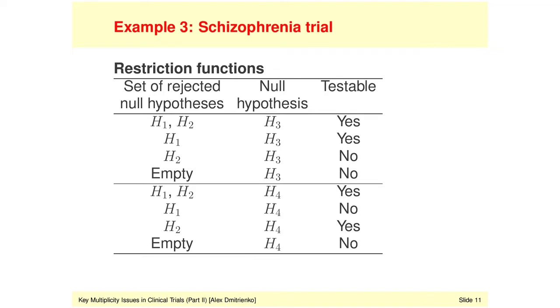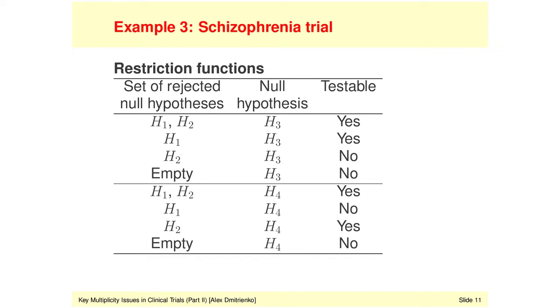The next column shows the secondary hypothesis. In this case, there are only 2 secondary hypotheses, H3 and H4. And the column on the right-hand side defines the binary relation. What this means is that for every set of rejected primary hypotheses and every secondary hypothesis, we can state whether or not this secondary hypothesis is testable.